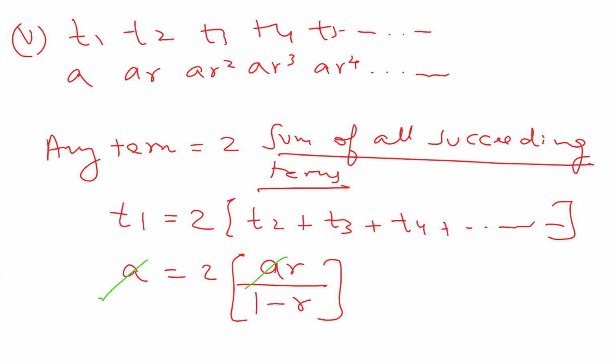So A will get cancelled. Therefore, 1 minus R is equal to 2R. 3R is equal to 1. R is equal to 1 by 3. Problem is over. They are just asking the common ratio. No need to solve the next thing because we can't really get the value of A, because one condition they have not given, like in the previous two problems. So they are just asking the common ratio.